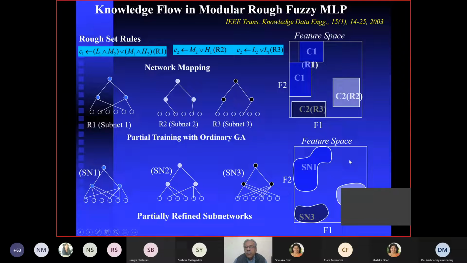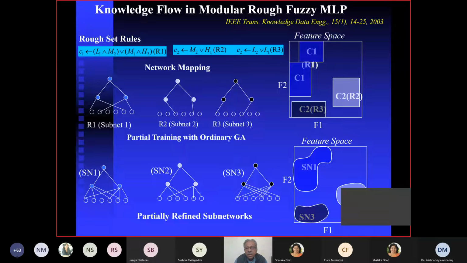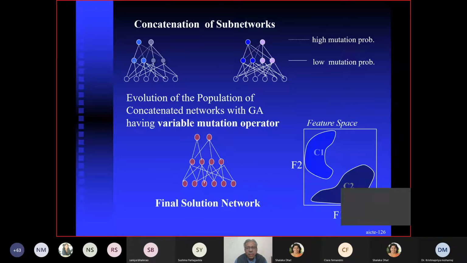So we started from a crude description of these two classes, C2, C1. Then through genetic tuning, I get this feedback out of those networks. Then I concatenate these two, and I get the solution network. So this is a toy example showing how knowledge is flowing with iteration. This is a nice example of the modularity concept based on rough set theory, granules and neural networks.